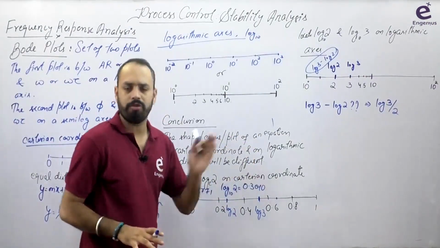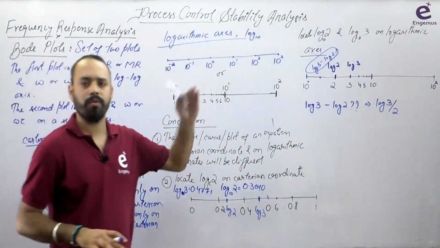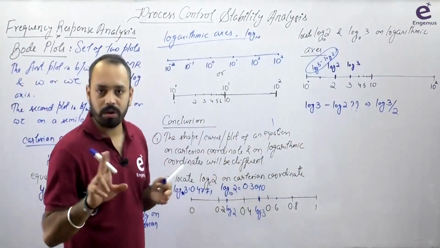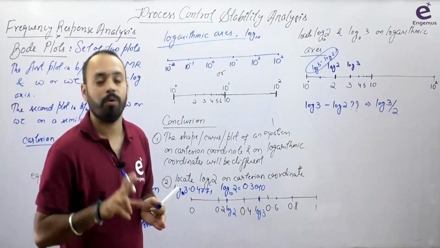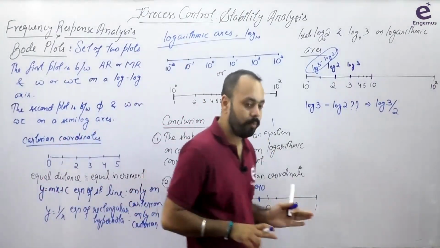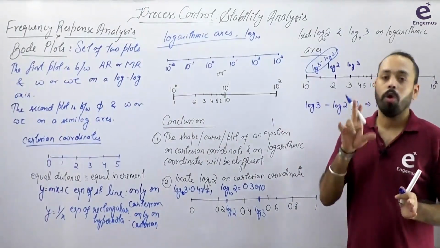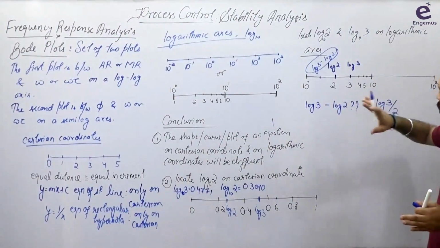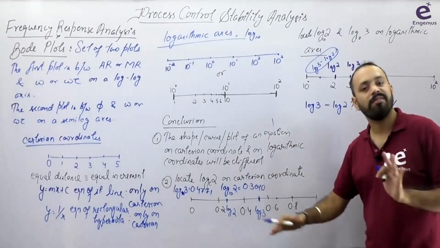Log 3 becomes 3, log 4 becomes 4, log 3 by 2 becomes 3 by 2, log 1 becomes 1. Log 1 is not 0 on the log axis. Very important conclusion. That is why you are not able to understand the Bode plot. Log 1 on logarithmic coordinates becomes 1, not 0.